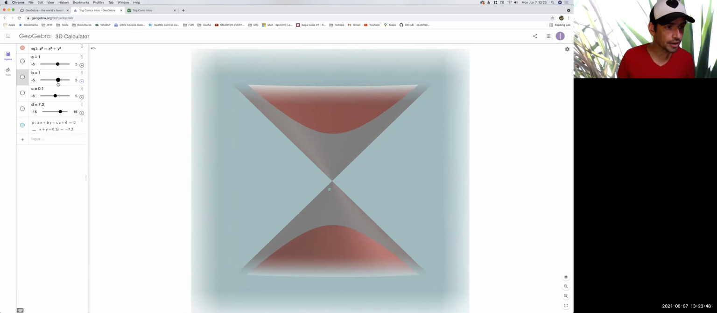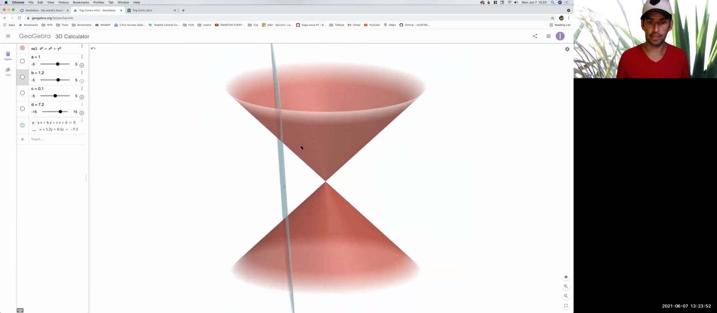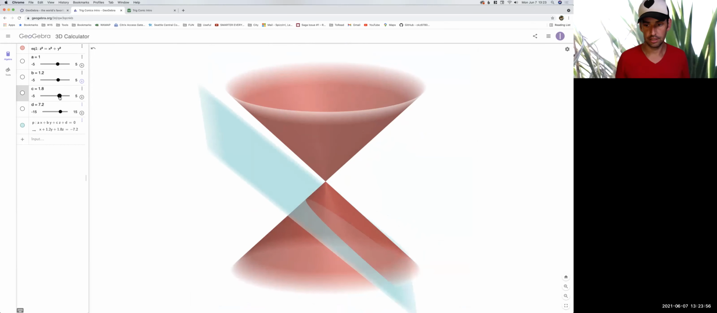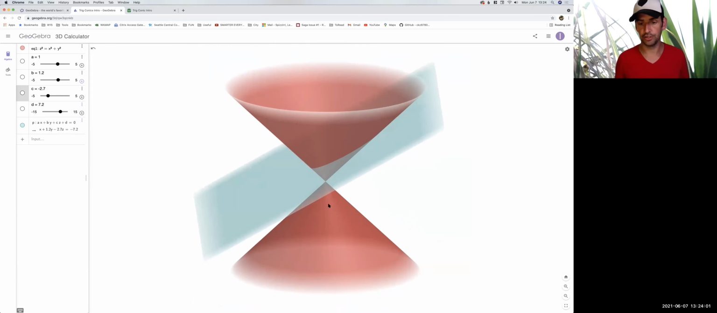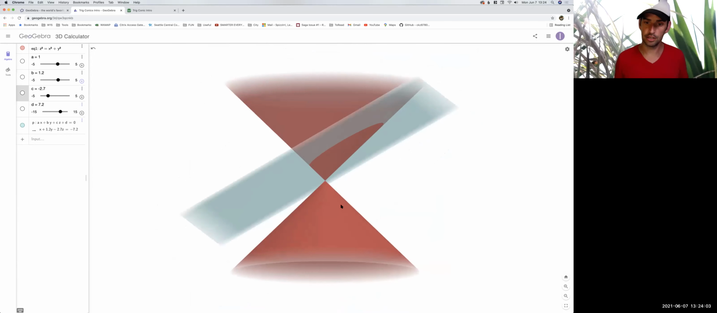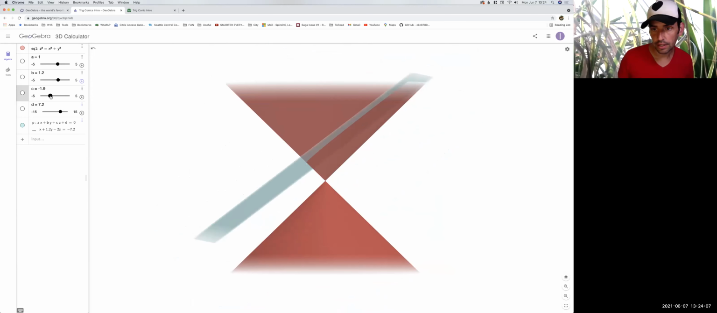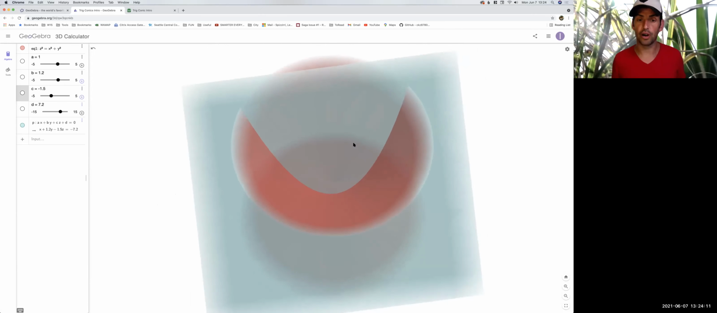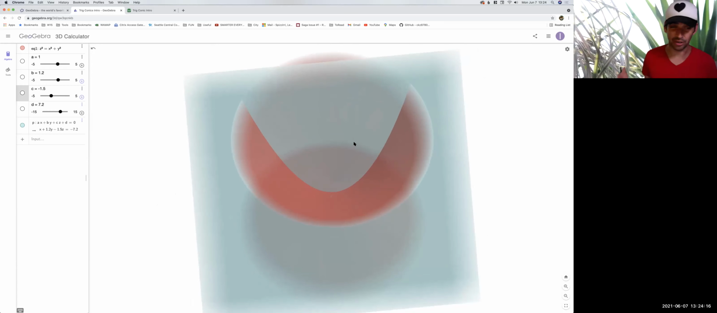Oops, I want to keep that at 1. And let's see if we can get a parabola. Let's go this way. So here we should see a parabola. Wait, not quite. There we go. Right, so there's the parabola, the intersection between this cone and this plane.